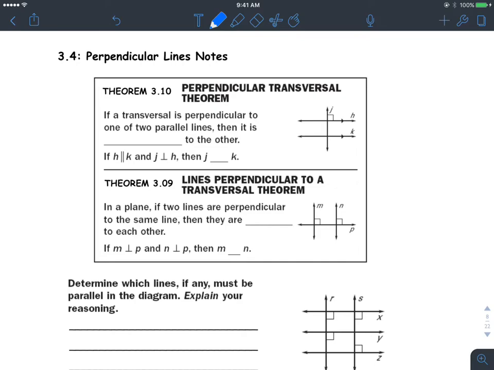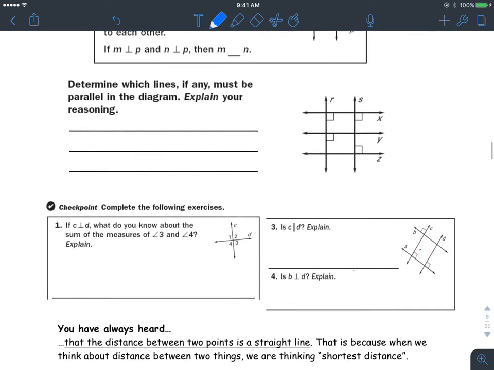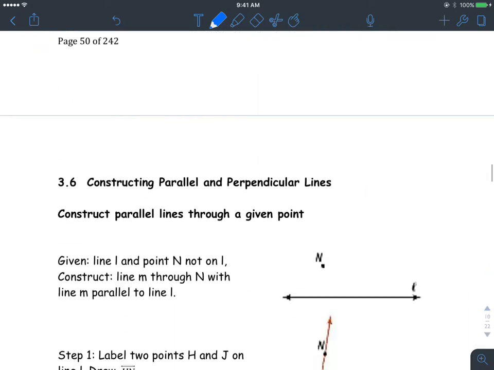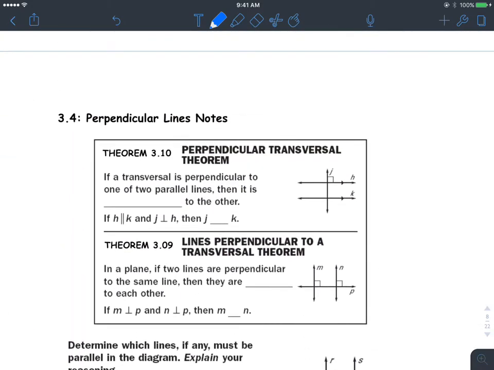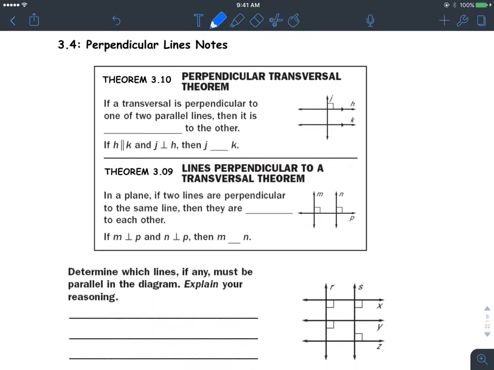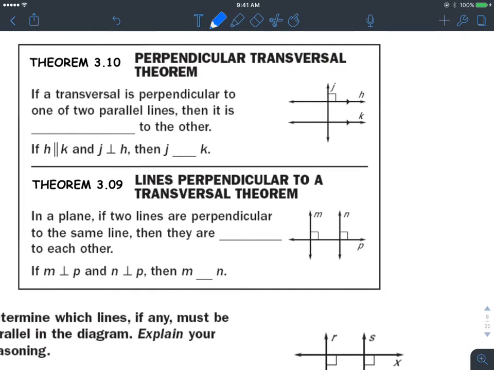We're going to switch gears now and talk about perpendicular lines and what that means, and the different theorems that we can talk about with these, and then we'll look through some of the examples. I think we do a little bit of distance here in a minute. So let's take a look here. You got the perpendicular transversal theorem. If a transversal is perpendicular to one of two parallel lines, then it is blank to the other.